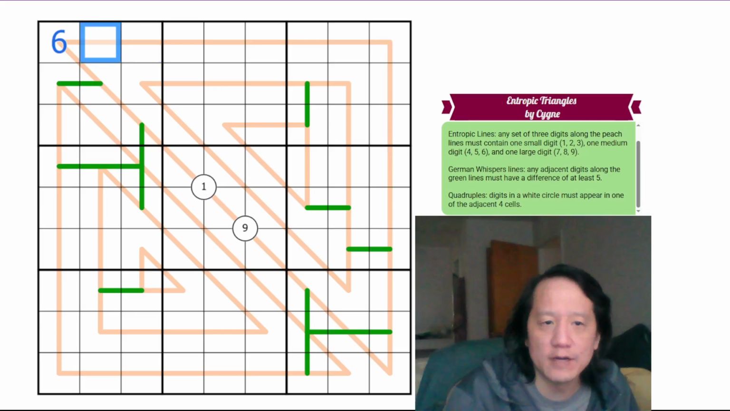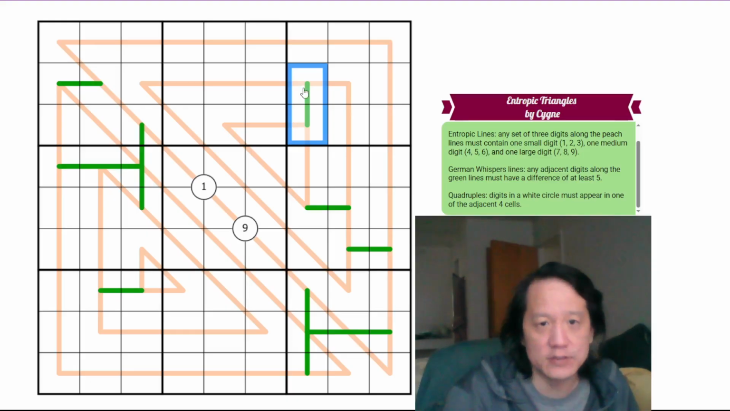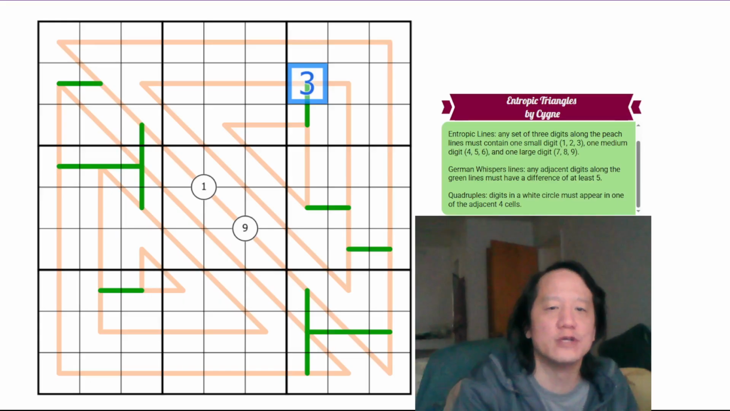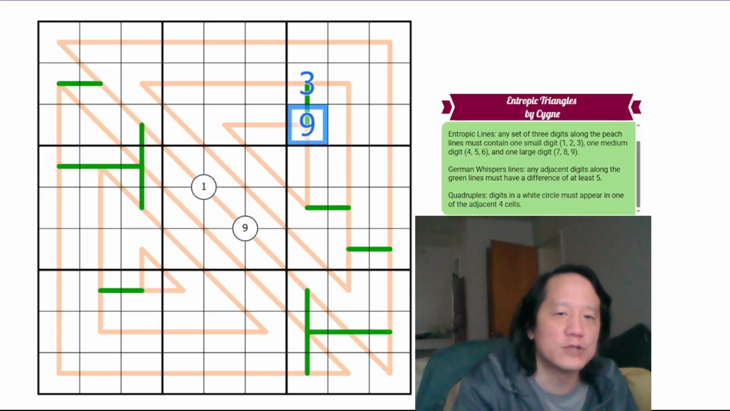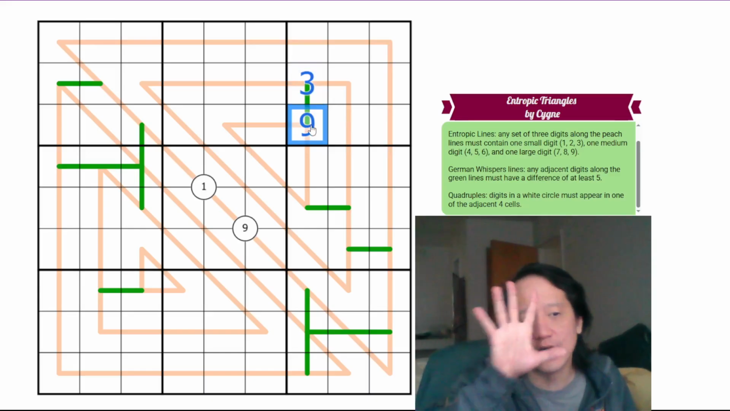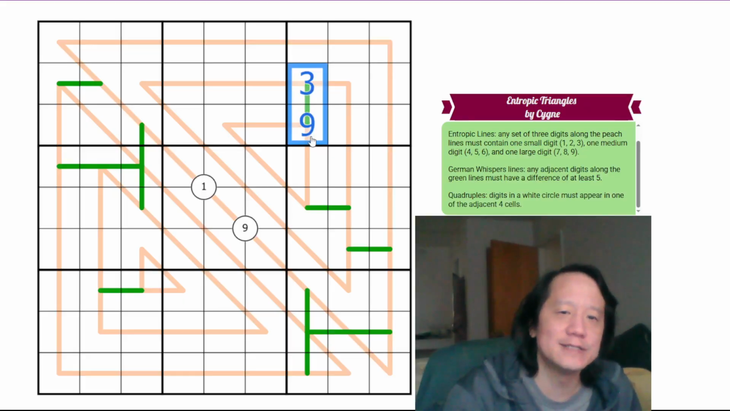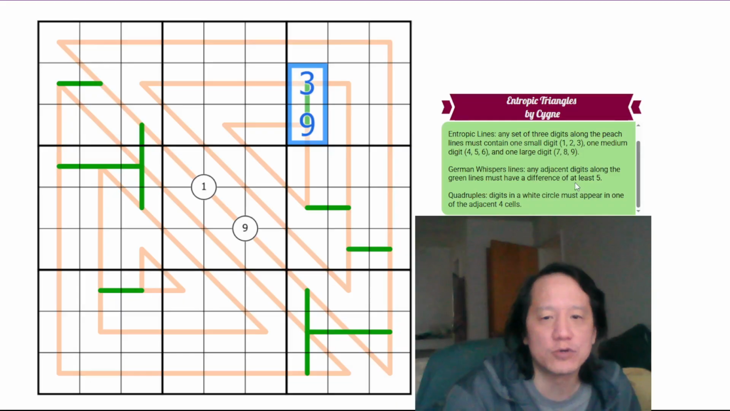We also have German whisper lines, where any adjacent digits along a green line must have a difference of at least 5. So for example, if this were a 3, this would have to be 8 or 9, because those are the only digits which are 5 or more away from 3. That's an example of how German whisper lines work.